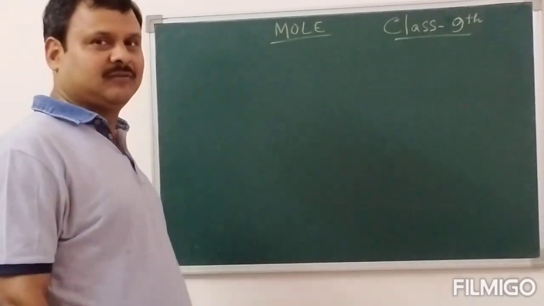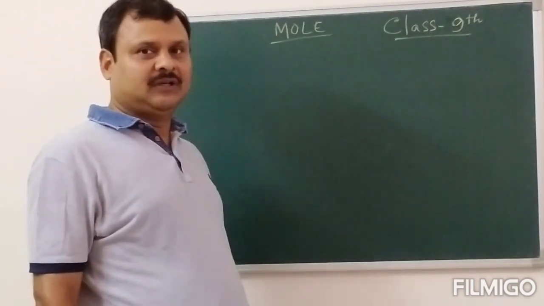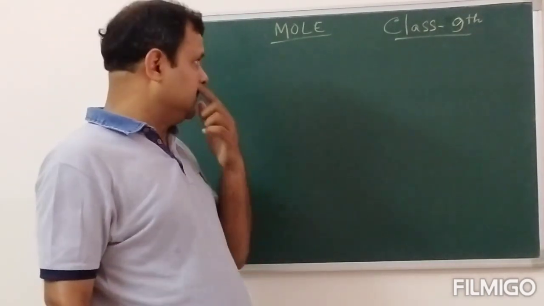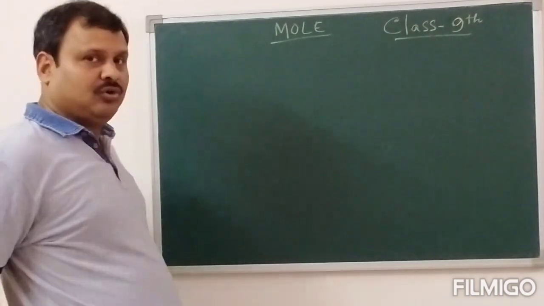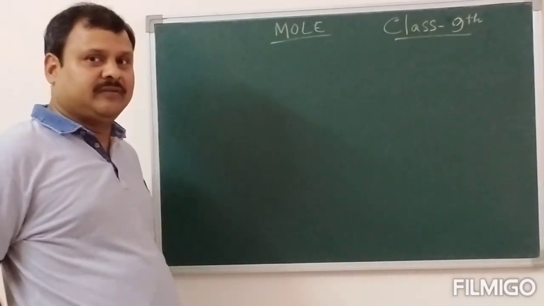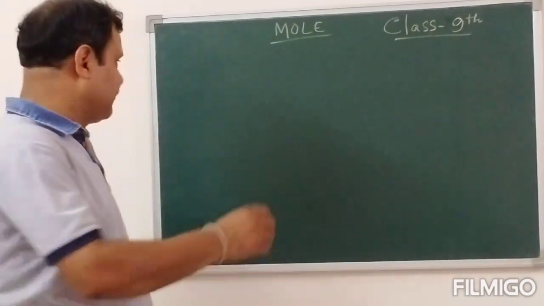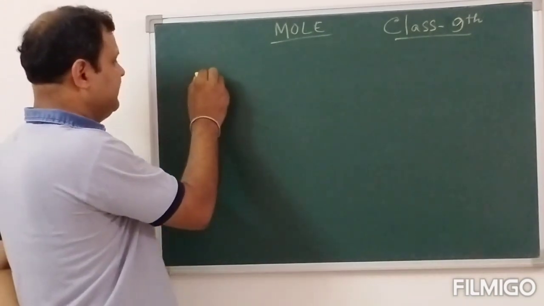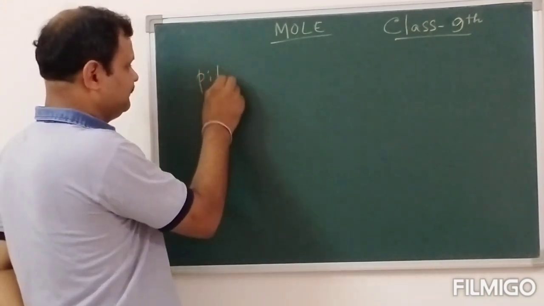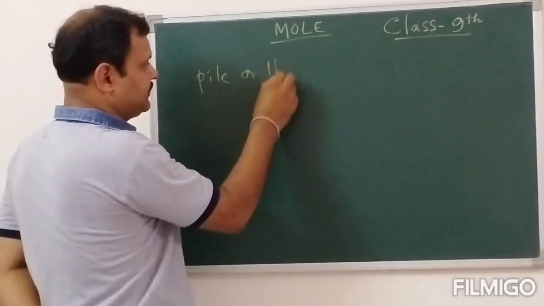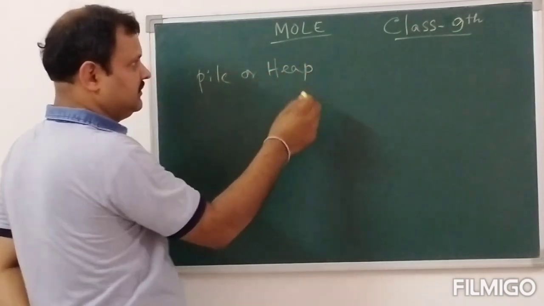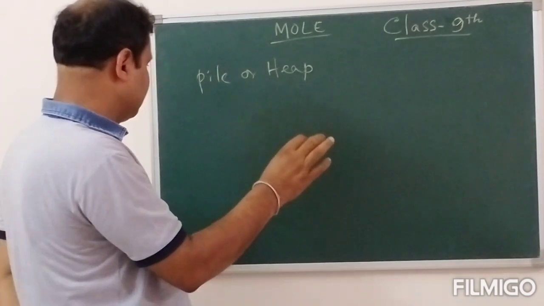Student, today we discuss the mole concept for class 9 CBSE, right? So mole is nothing but a number, as we have discussed. It comes from a Latin word, and the meaning is pile or heaps. That is, a collection of some objects.